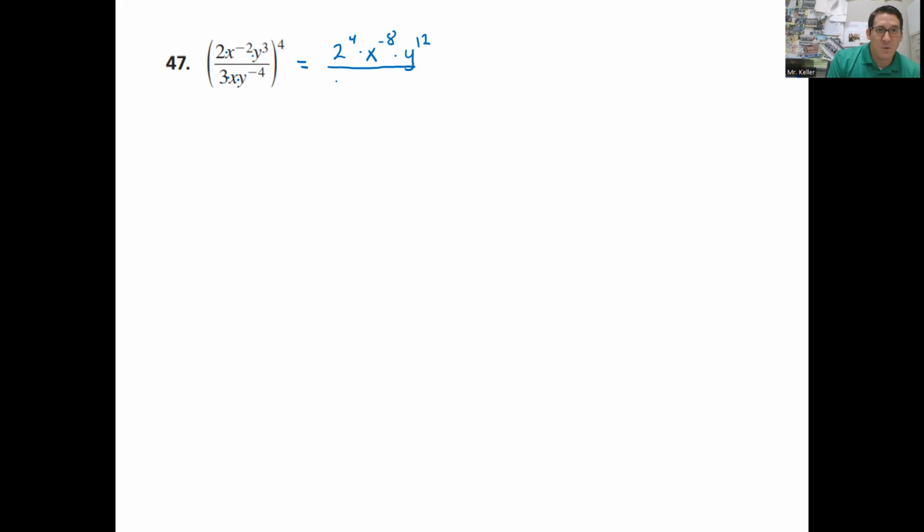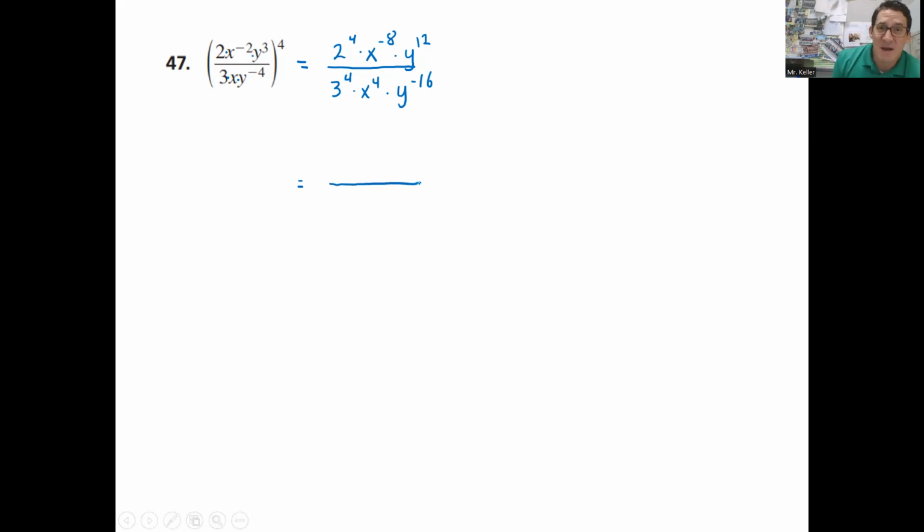Here, 3 to the 4th. X, that's just going to be x to the 4th. Y to the negative 4 to the 4th. So that's going to be y to the negative 16. All right. I'm going to clean this up a little bit. So again, draw a line.